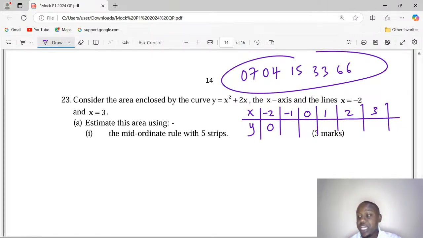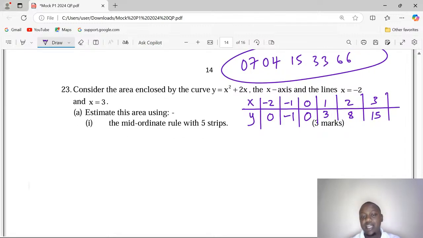When we substitute -1, we will get -1. When we substitute 0, we shall get 0. When we substitute 1, we will get 3. When we substitute 2, we will get 8. When we substitute 3, we will get 15. So those are the values of x and y.